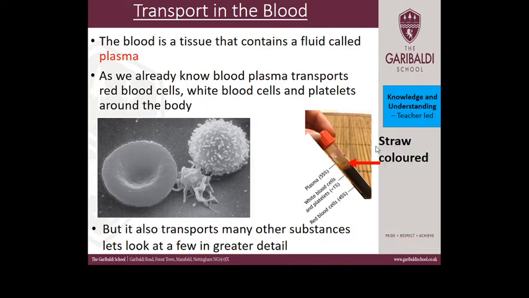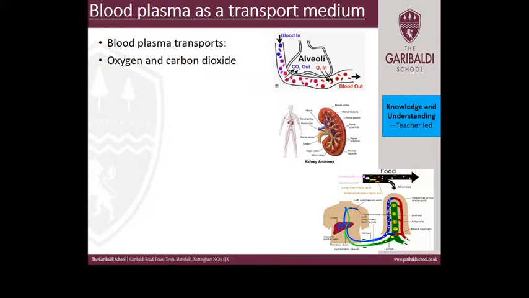So what you should have said is that it is straw colored, and it is. But we now know that plasma, which is the straw colored solution over here, also transports many other substances. So we're going to have a look at a few of those in a bit more greater detail. So first of all, it transports oxygen and carbon dioxide.